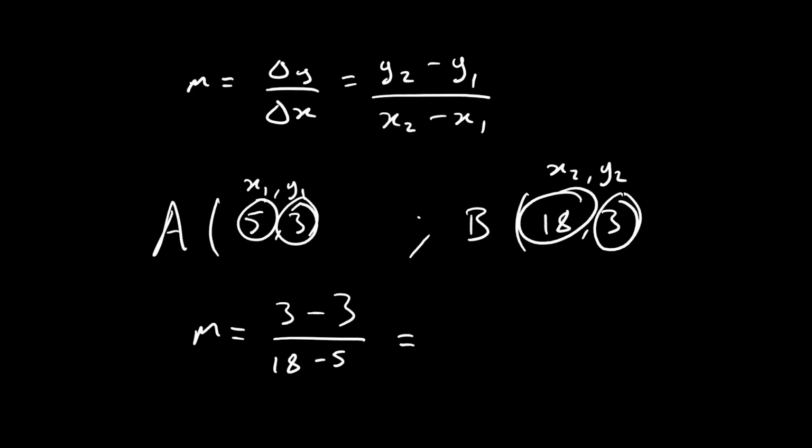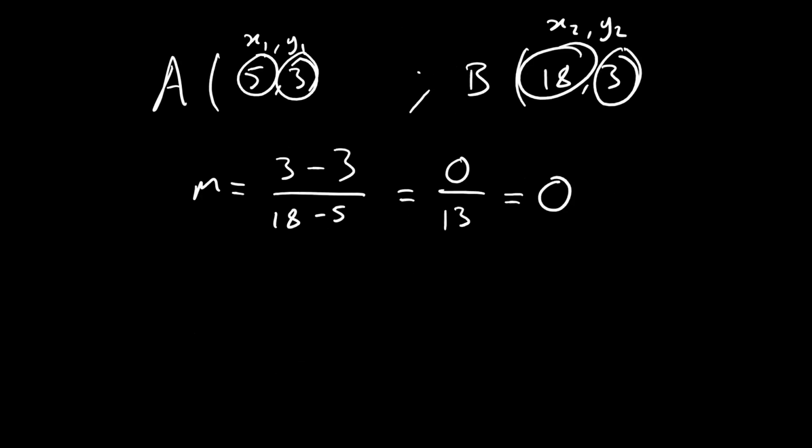Okay, so let's do a little simplification. What's 3 minus 3? That's 0. And what's 18 minus 5? That's 13. Okay, what's 0 divided by anything? Well, 0 times anything is 0. So 0 divided by anything must also be 0. What does a gradient of 0 mean? Well, remember the gradient just means change. So if we're changing by 0, it means we're not changing at all. So in other words, we should have just a flat line. If it's a flat line, we've got no gradient, we're not moving up and down.